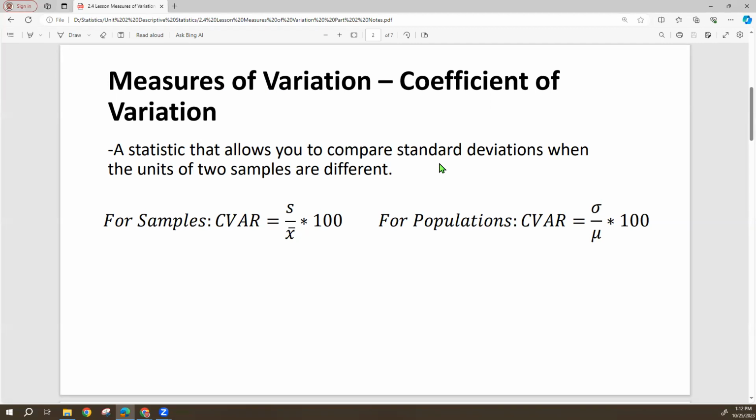We would either have to recalculate one of the groups, or we can use this thing called the coefficient of variation. It's going to utilize the standard deviation that we have calculated already and the mean. So for samples, we use the s standard deviation and the x bar mean. If we have a population data set, we can use sigma and mu. Those are for populations. Typically, we have standard deviation and mean from a sample data set.